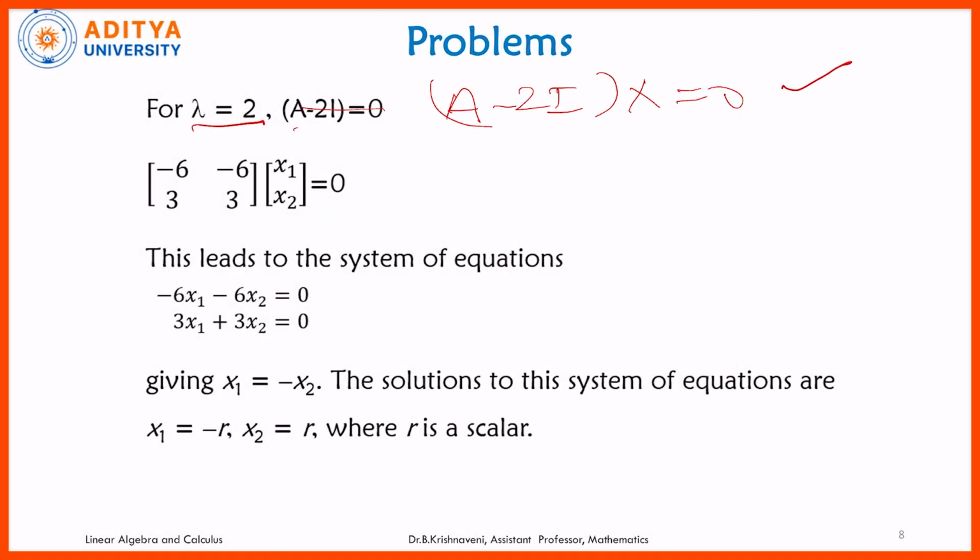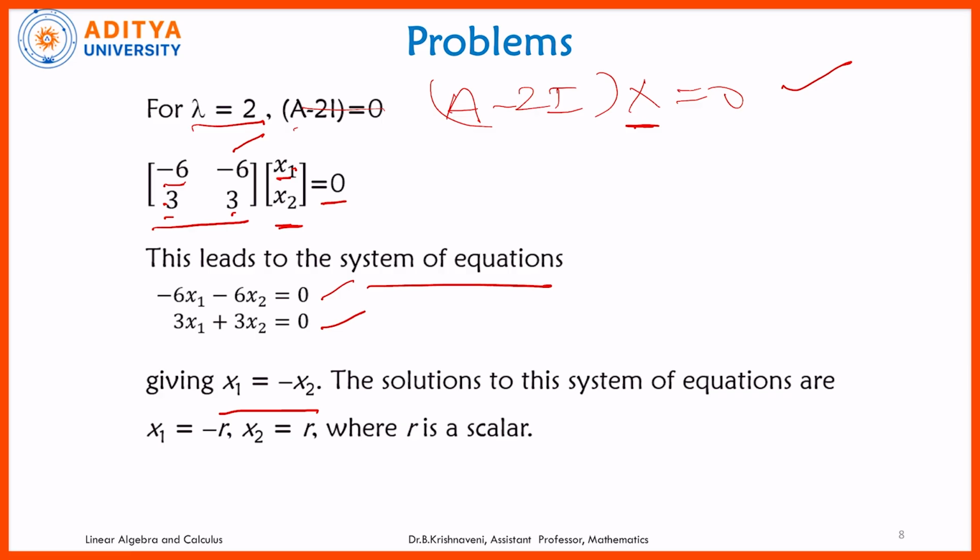Now what is A minus 2I? That will be equal to -6, -6, 3, 3 of x. Since it is a 2 by 2 matrix, the eigenvector will be the column x1, x2 equal to 0. This is a homogeneous system, so you can solve it directly. This leads to the system of equations -6x1 plus -6x2 is equal to 0, 3x1 plus 3x2 is equal to 0, which gives rise to x1 is equal to -x2.